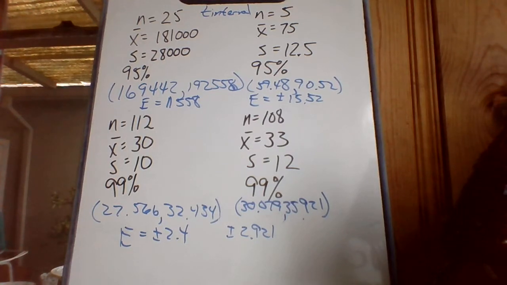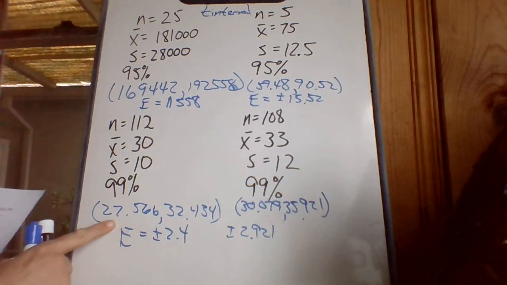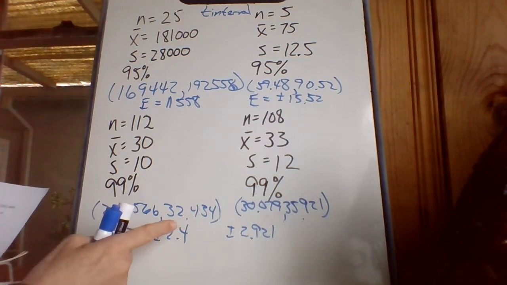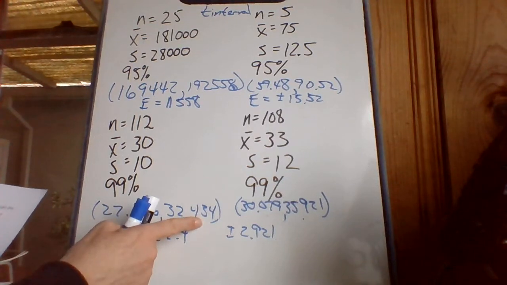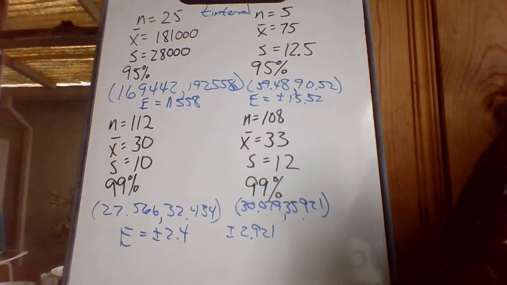If you want to compare it to the numbers I got when I did this using the T button instead, this comes out as 27.52, and this comes out as 32.48. Okay, once you get N bigger than 30, T is not going to give you really any kind of different answers.